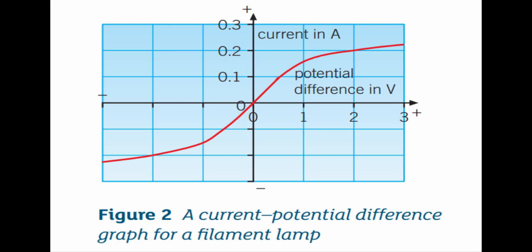Reversing the potential difference reverses the current and makes no difference to the shape of the curve. The resistance is the same for the same current, regardless of its direction.